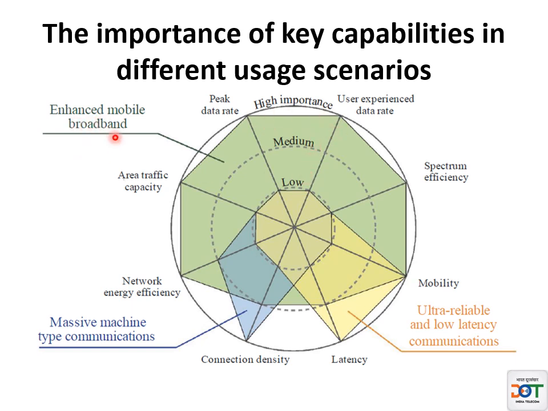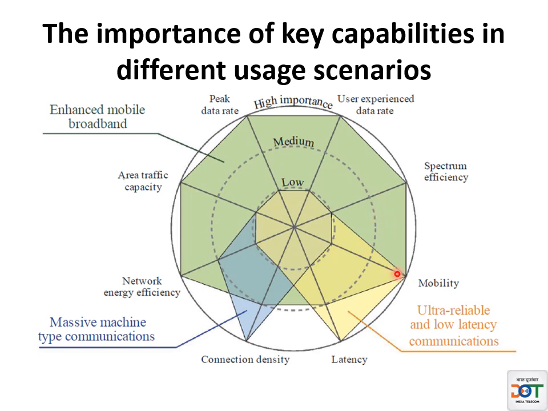So if you look at enhanced mobile broadband, the peak data rate is of high importance. User experience data rate is of high importance for eMBB. Spectral efficiency is also of high importance. Mobility is also high importance. Area traffic capacity is very high importance for eMBB. And network energy efficiency is also very high importance for eMBB. So to achieve eMBB, all these capabilities are required.